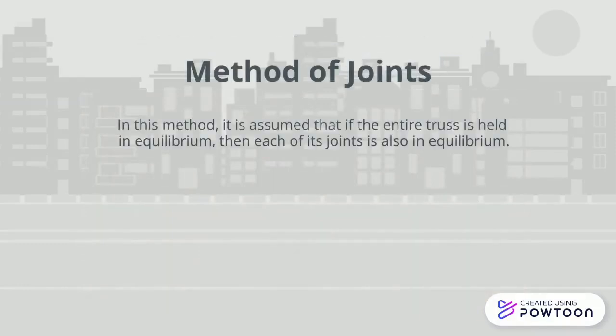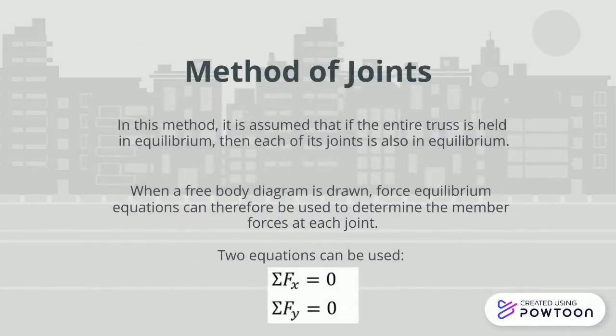The method of joints is the first method. In this method, it is assumed that if the entire truss is held in equilibrium, then each of its joints is also in equilibrium. When a free body diagram is drawn, force equilibrium equations can therefore be used to determine the member forces at each joint. Two equations can be used: the sum of the forces in the x equal to 0 and the sum of the forces in the y equal to 0.